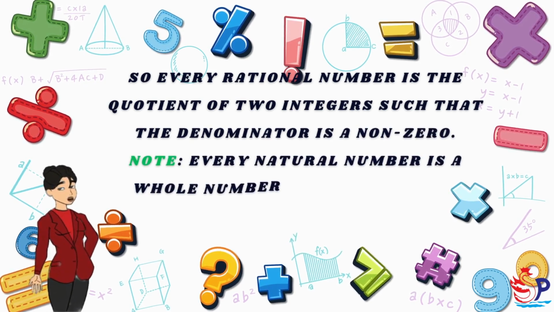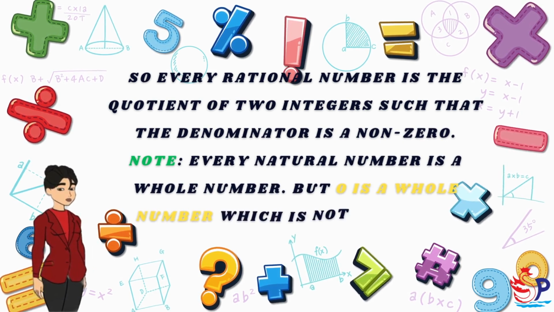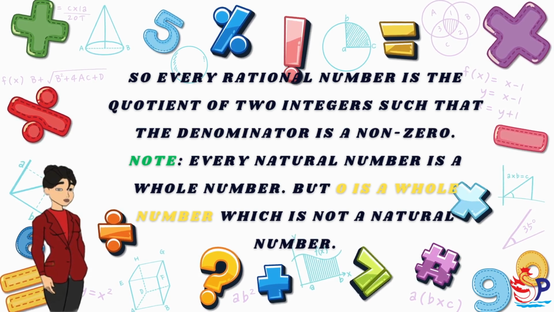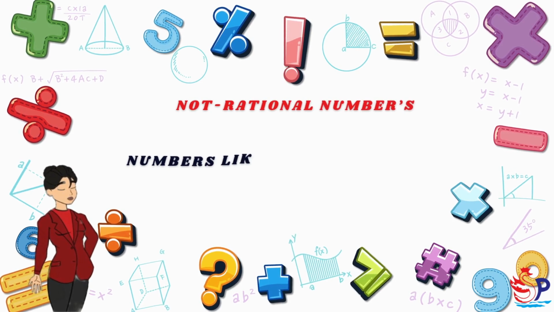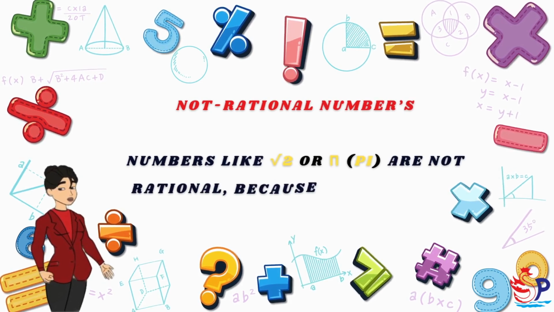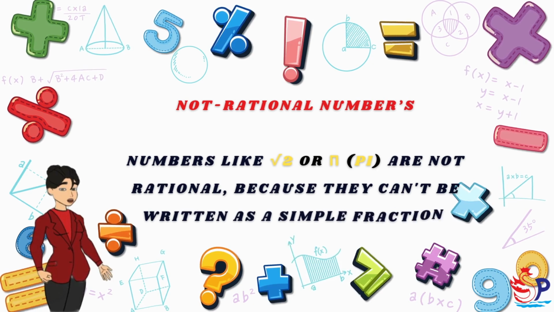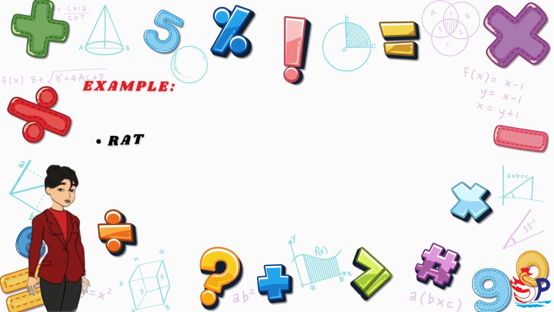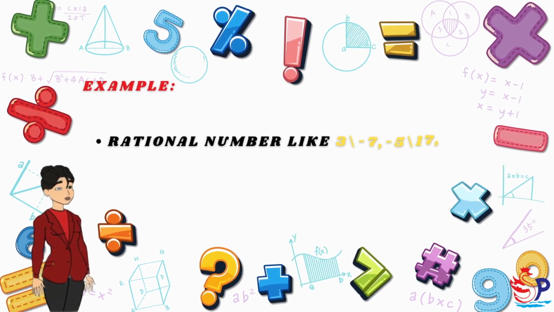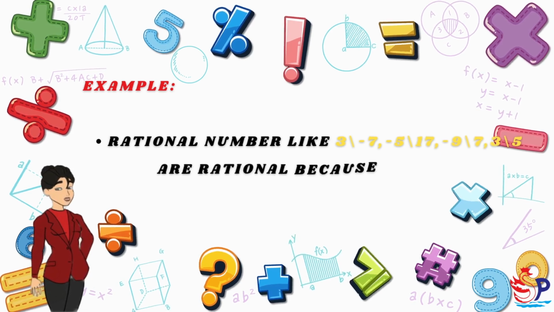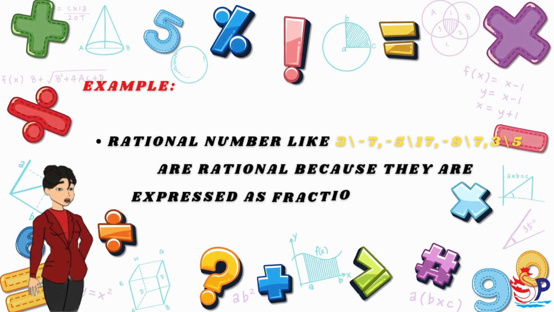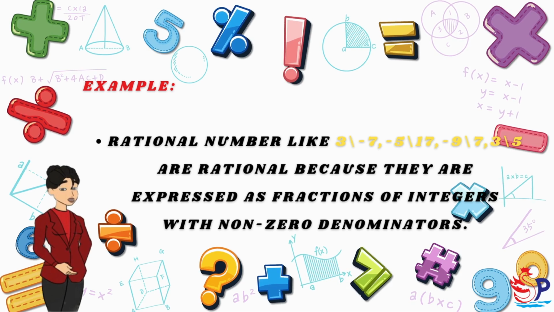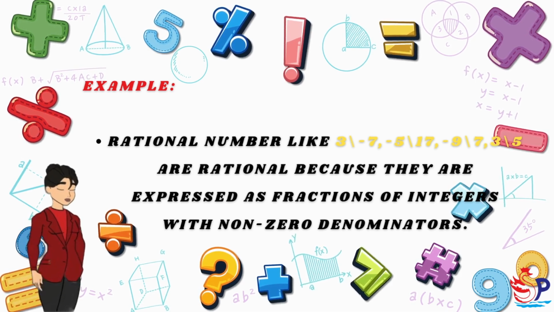Note: every natural number is a whole number. But 0 is a whole number which is not a natural number. Not rational numbers: numbers like √2 or pi are not rational because they can't be written as a simple fraction. Example: rational numbers like 3 by -7, -5 by 17, -9 by 7, 3 by 5 are rational because they are expressed as fractions of integers with a non-zero denominator.